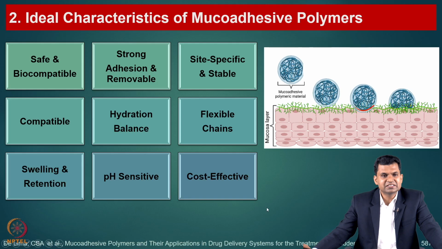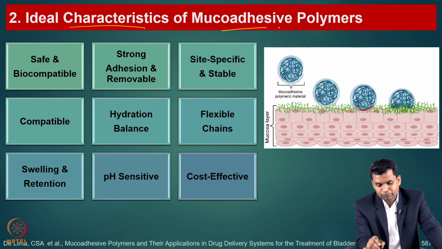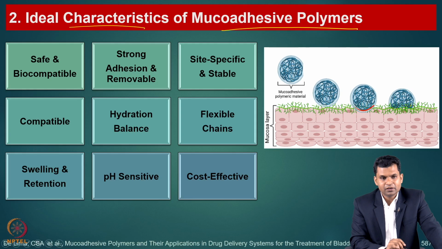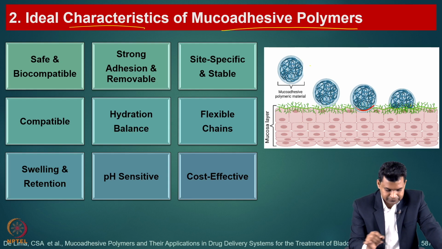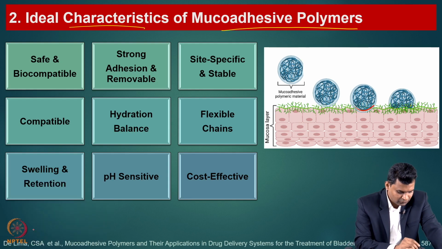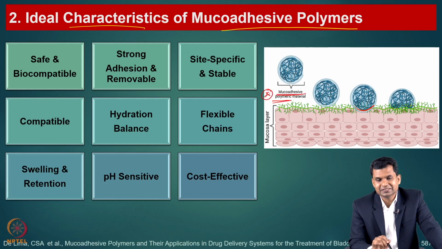So, here we will see what are the ideal characteristics for a mucoadhesive polymer. Before going into this, we will try to understand once again the role of the mucus and its interaction with the mucoadhesive systems. Now, this is the carrier, which is prepared from a polymer that has mucoadhesive properties.